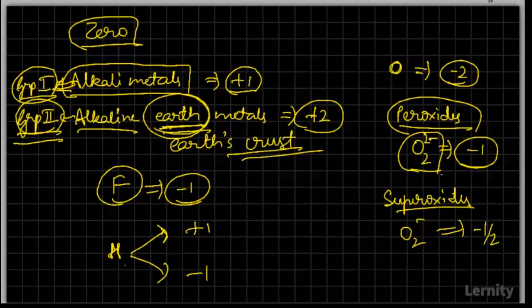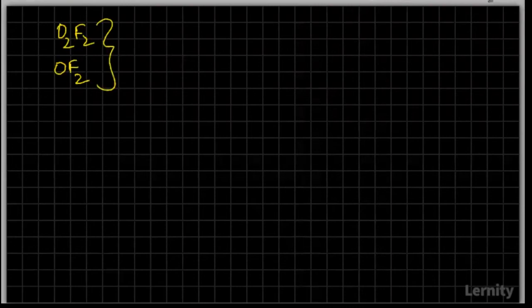Good. So it will be -1/2. Apart from this, we'll also find that oxygen shows an exception when it is combining with fluorine. In the cases of dioxygen difluoride or oxygen difluoride, oxygen will have a positive oxidation state. So it will have a positive value.